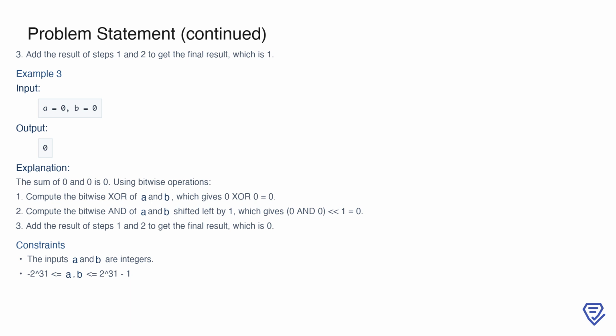Let's explore one more example. If both a and b are 0, the sum is 0. Using bitwise operations, the XOR of 0 and 0 is simply 0, and the carry, calculated as 0 AND 0, left shifted by 1, is also 0. Adding these two results gives the final sum of 0. These examples demonstrate how bitwise operations can effectively mimic the addition process without directly using the plus or minus operators.